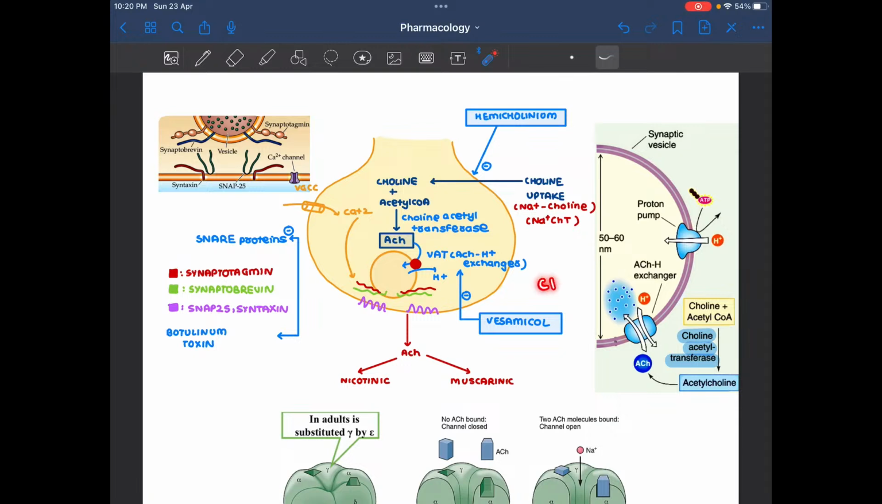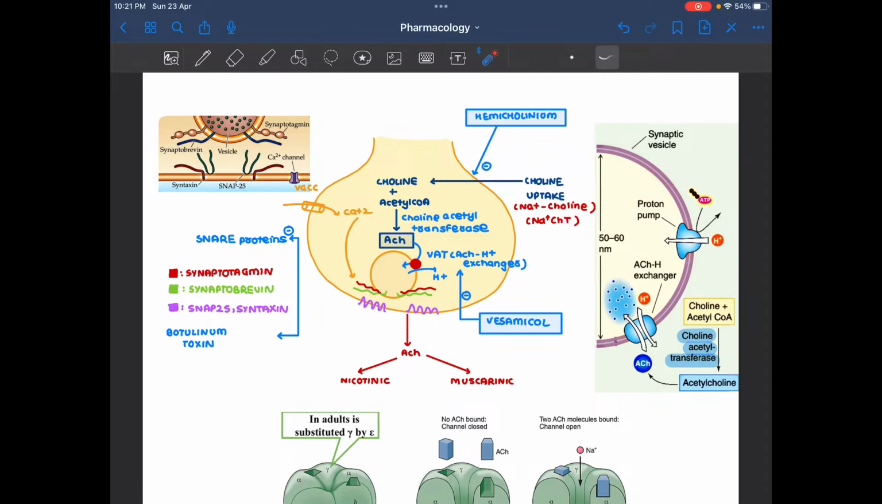And this choline that is in the extrajunctional space is going to be taken up again by our synaptic terminal. This is by choline uptake, which is mediated by a sodium choline transporter.